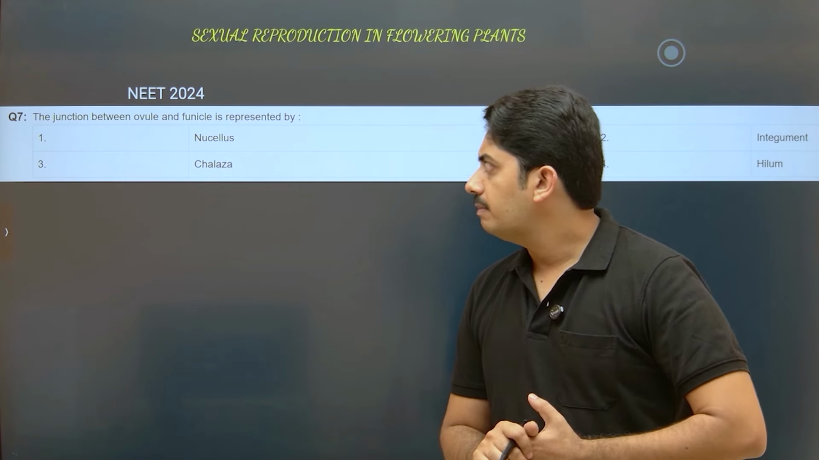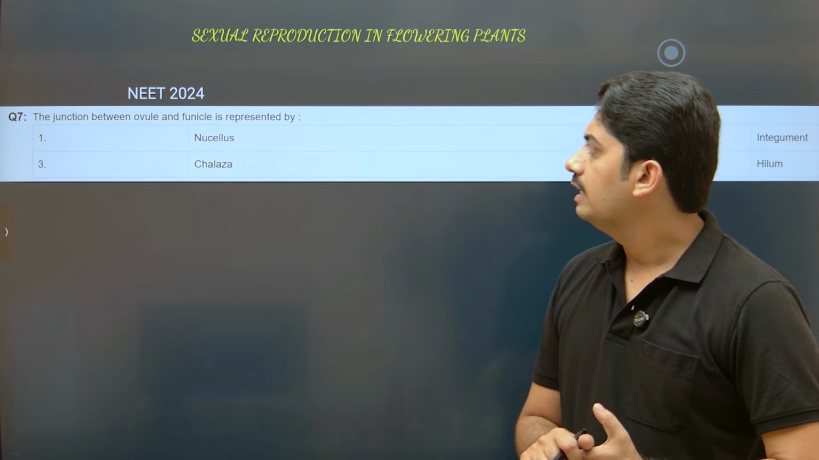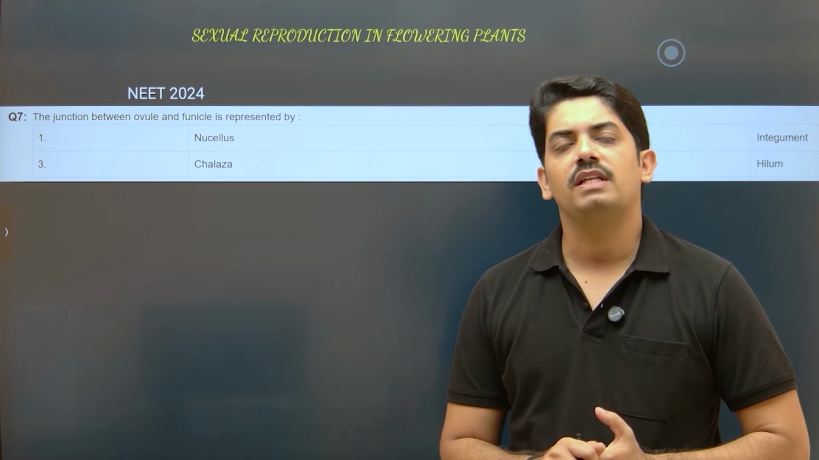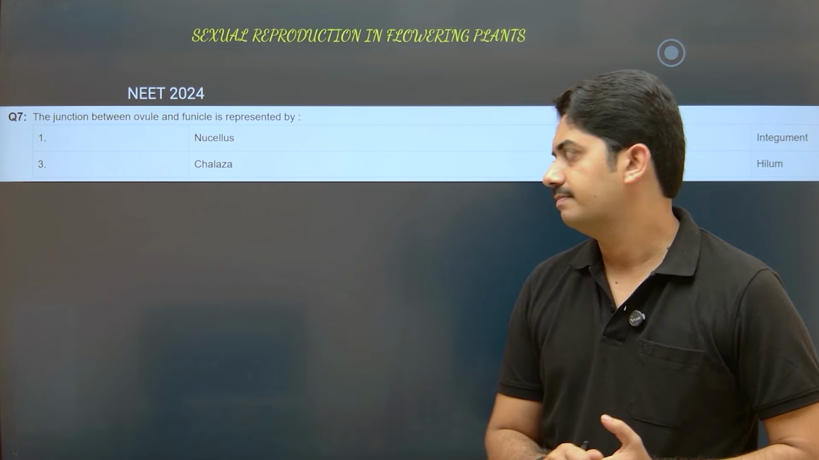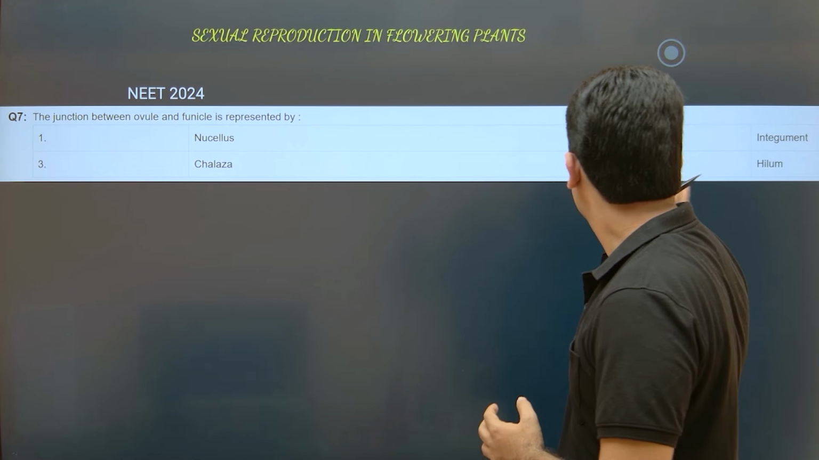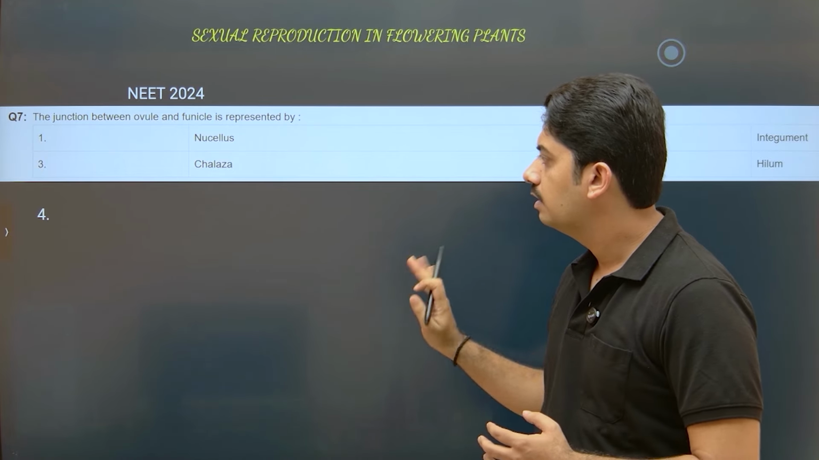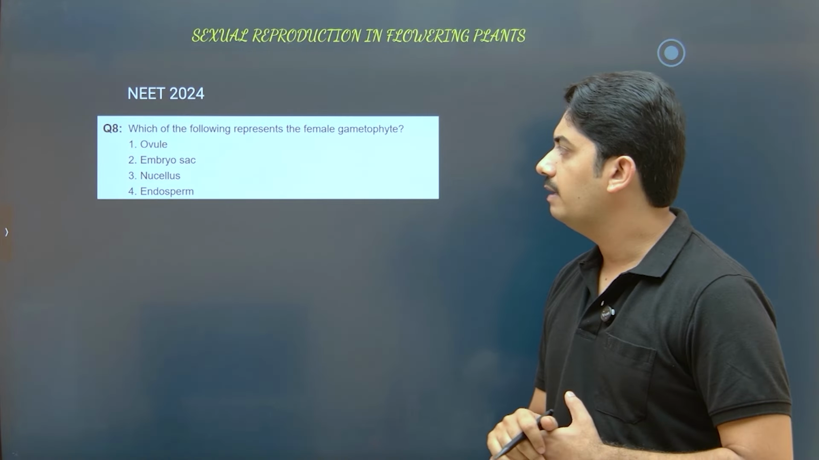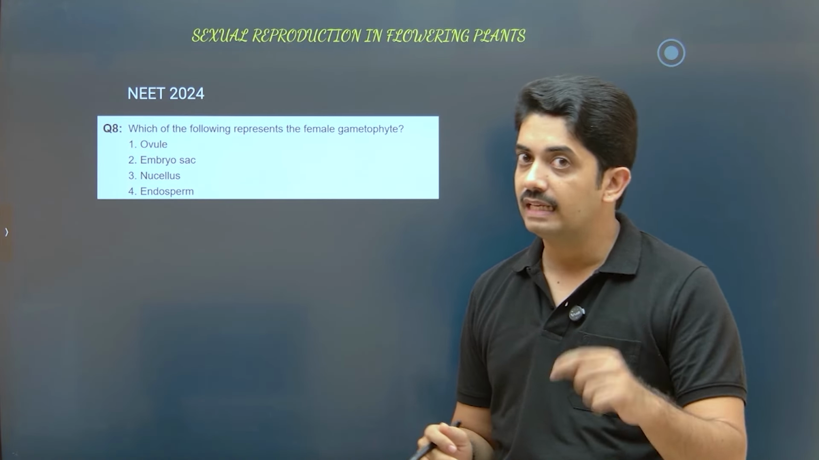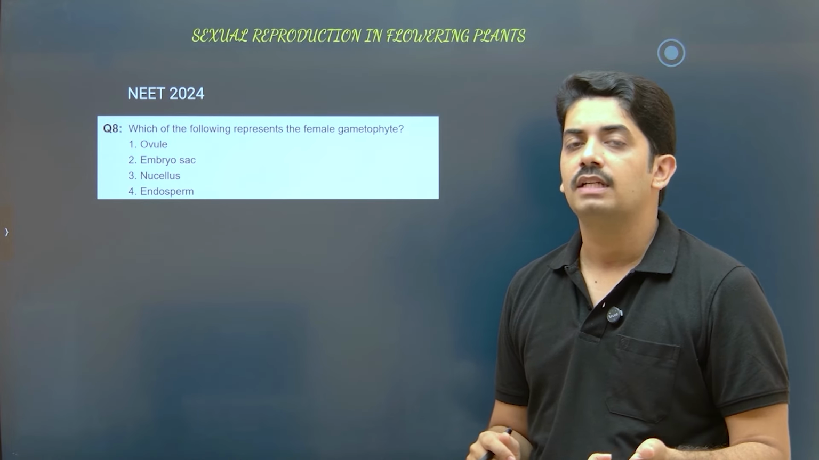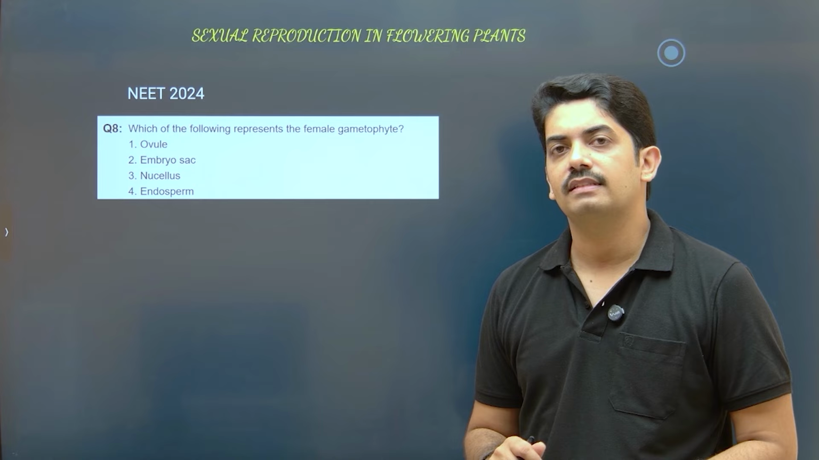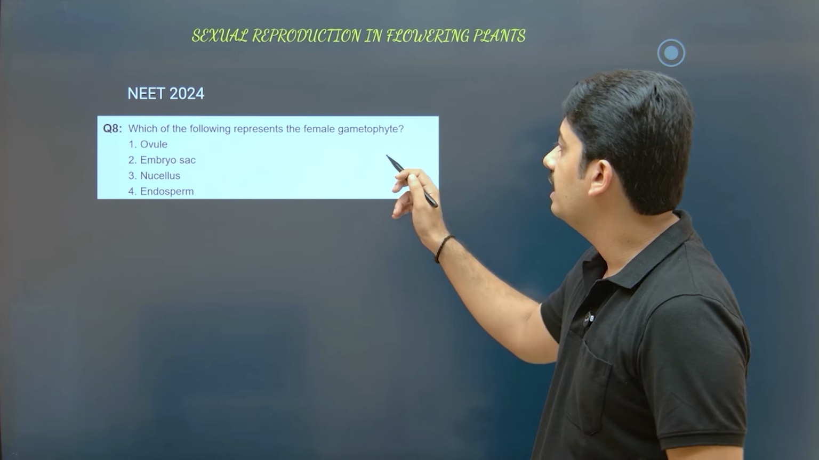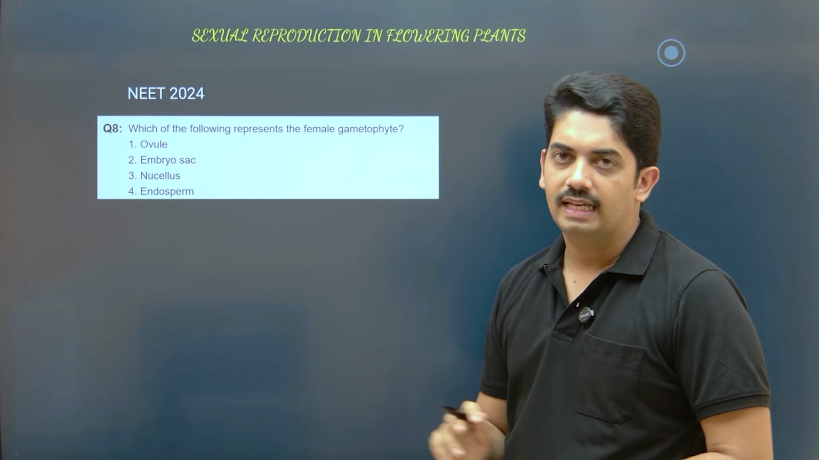Now the junction between ovule and funicle is represented by, it's a very simple question. Junction between funicle and ovule is called hilum. Here the fourth option is hilum. Which of the following represents the female gametophyte? Female gametophyte, not female gamete. If it is female gamete, then the answer is egg. Here they have asked female gametophyte, so the answer is embryo sac.